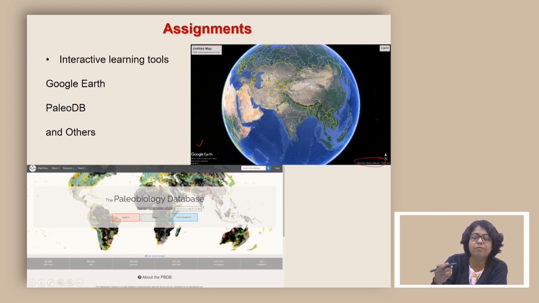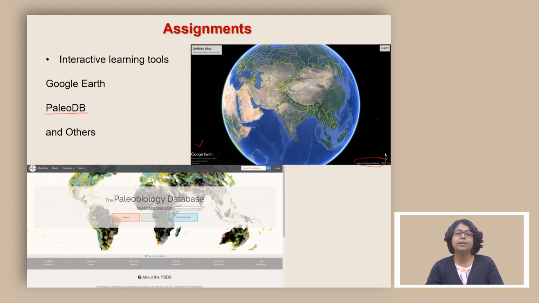So we have designed multiple assignments for you which will require Google Earth. And there is also an in-depth tutorial about Google Earth telling you exactly how to use it, how to navigate through it, and what other things you can do. So those are going to be targeted towards your assignment.